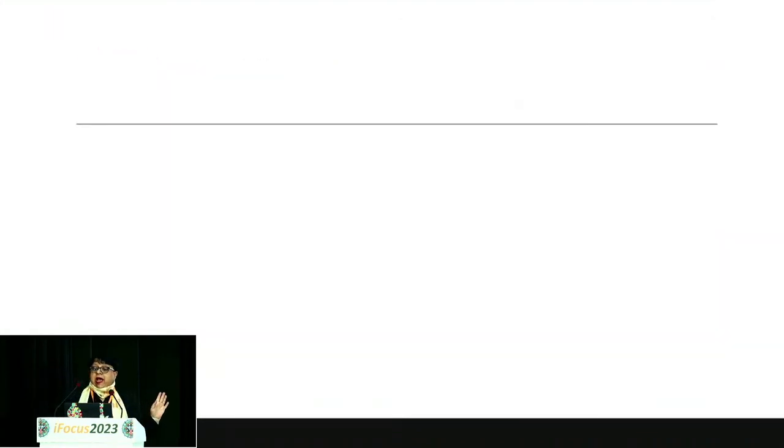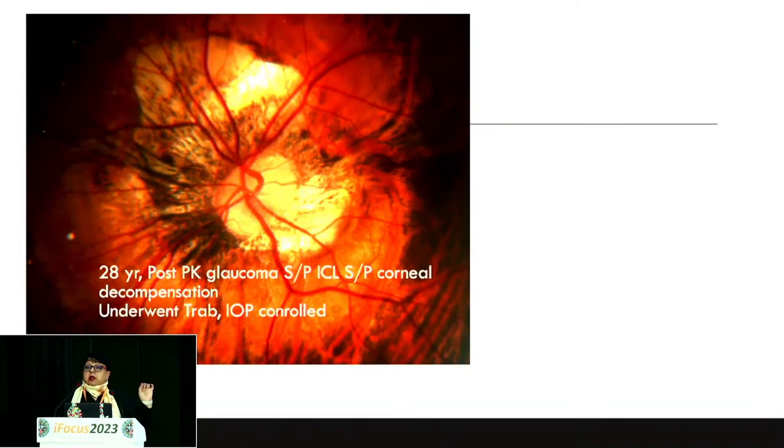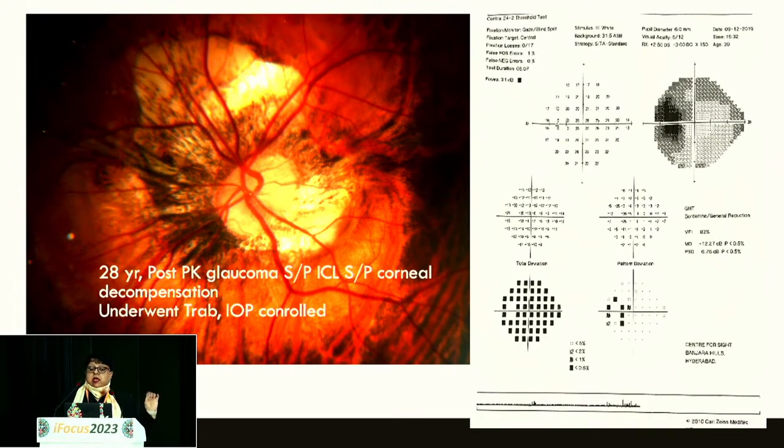So the last, or maybe one more: myopes have a hell of a lot of difficulty in diagnosis. This particular disc showed this kind of visual field defect. Don't look at the gray tone chart, please. Go to the pattern deviation. Where are you seeing the defect?